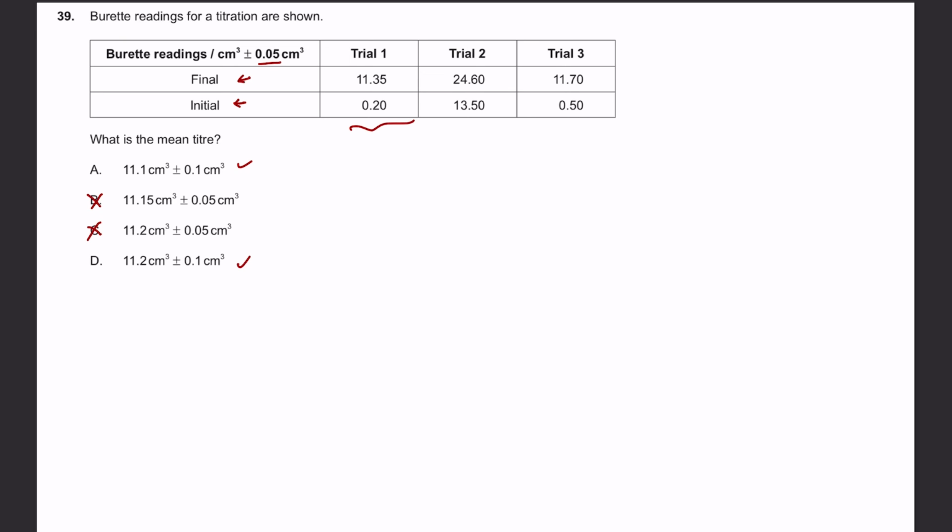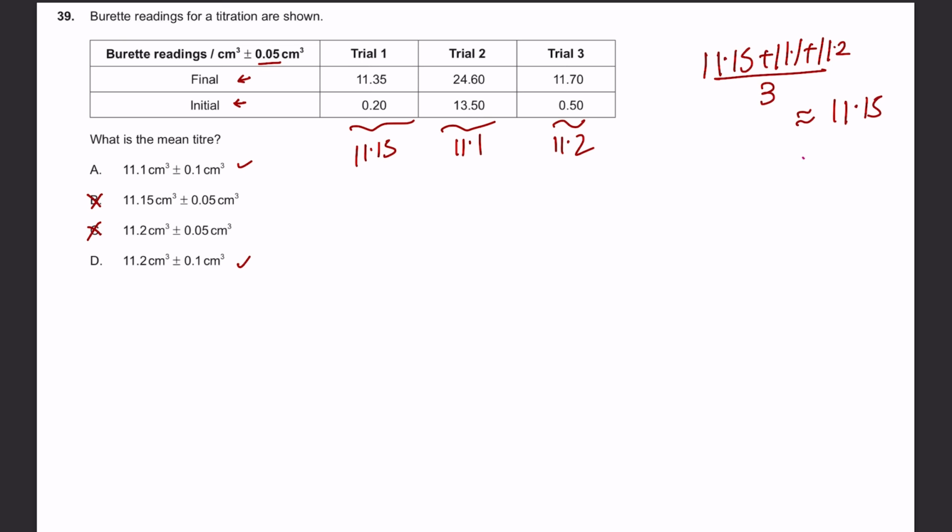Now we just have to find the mean titer value. This will be 11.15, this will be 11.1, this will be 11.2. Mean will be 11.15 plus 11.1 plus 11.2 divided by 3, which comes out as 11.15. If we round off this figure, what we will get is 11.2 by the basic laws of significant figures. So option D will become our correct answer to this question.